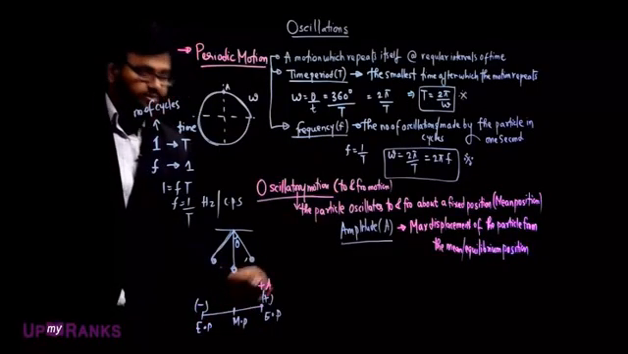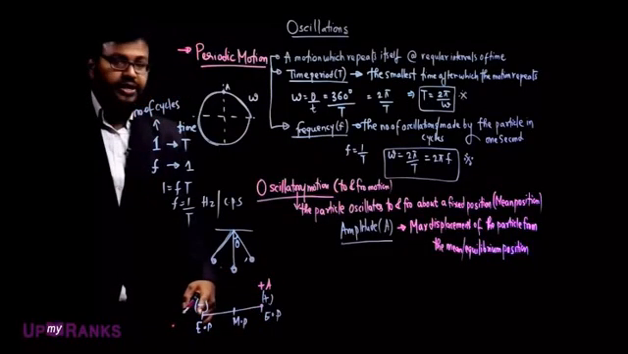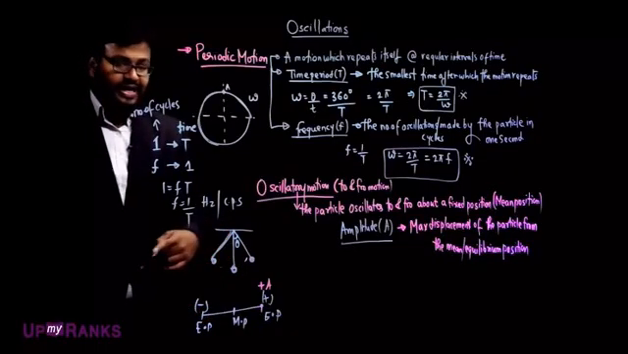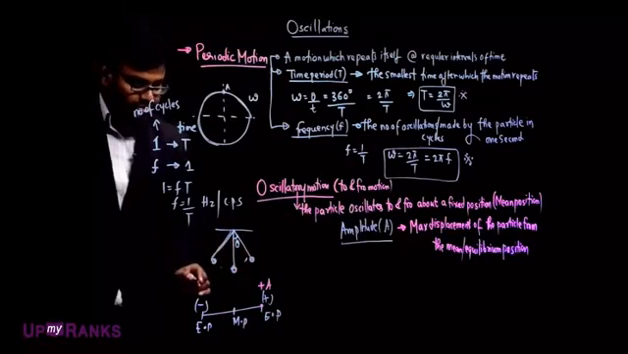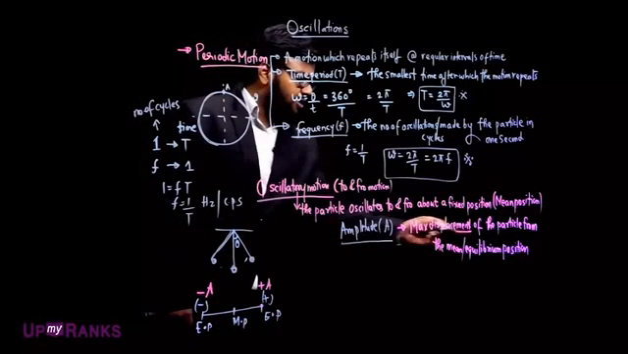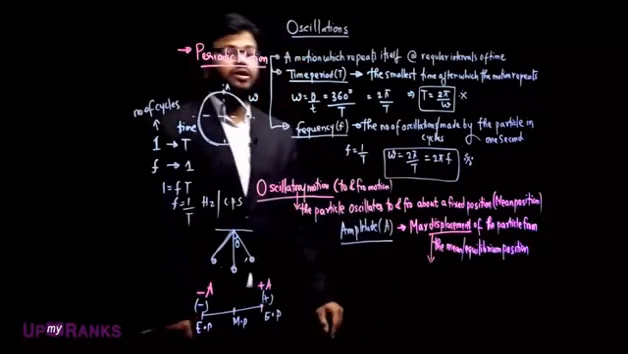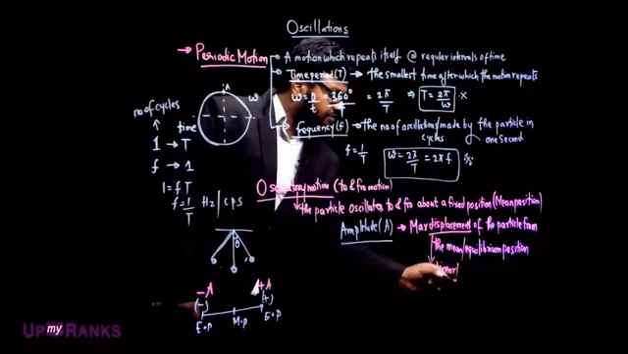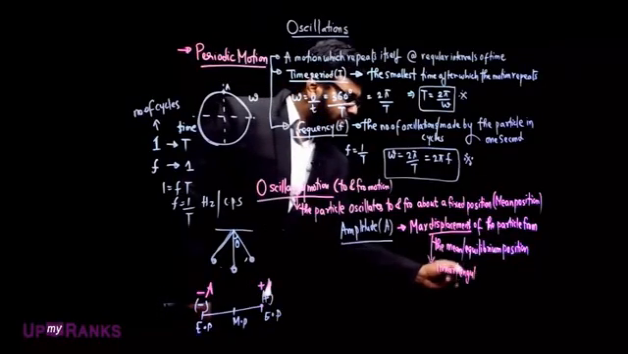On the positive side it is plus A, and this is the maximum extreme up to which the particle can travel. In the negative direction, towards the left of the mean position, it will be minus A. And you have to be very careful that this displacement can be linear or it can even be angular displacement.